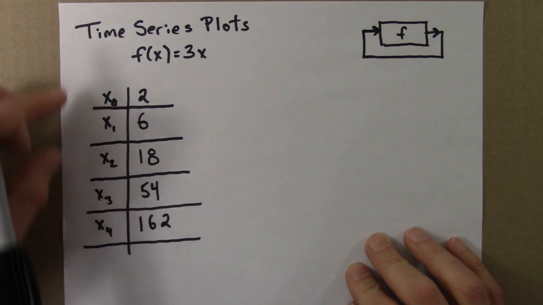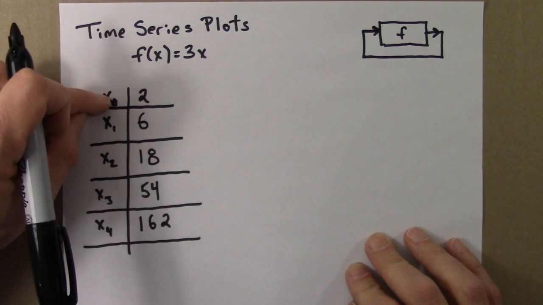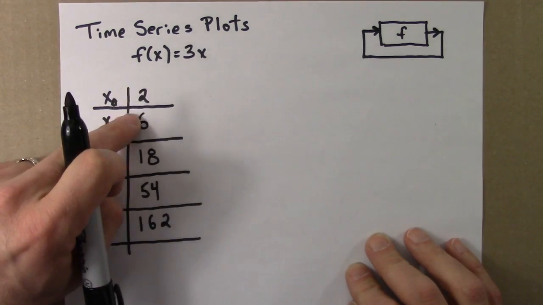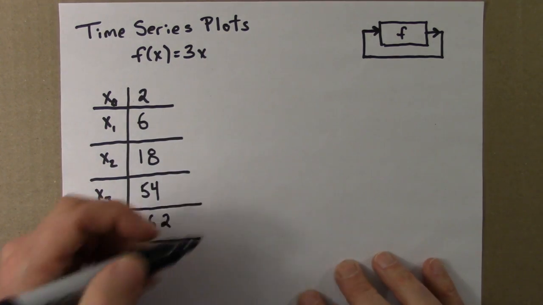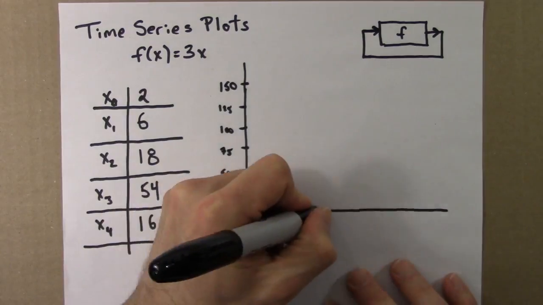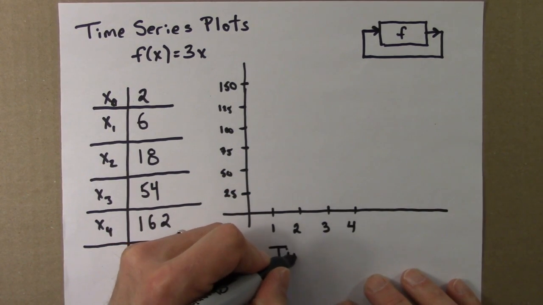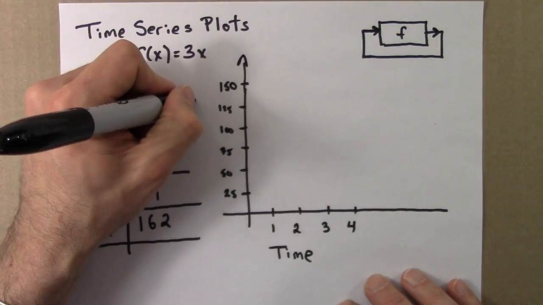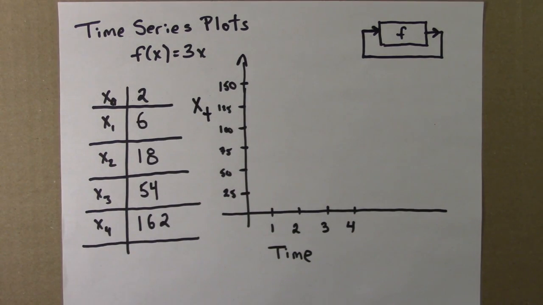I'll plot this in a type of plot called a time series plot. The idea is I'll plot the iterate number on the horizontal axis and the iterate value on the vertical axis. So let me first sketch axes. On this axis will be time, or the iterate number, and on this axis will be the iterate value, x_t. So let's plot these points.